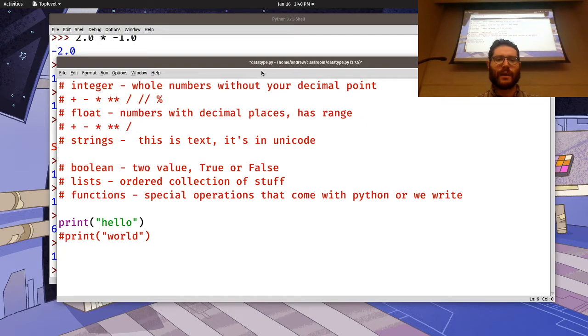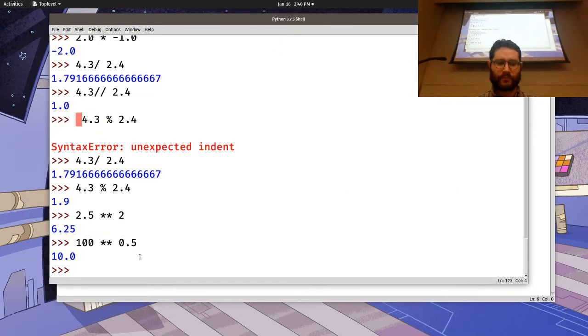Now, what about strings? Well, strings, the addition operation is something we call concatenation because it makes us sound really smart. But basically, anytime we want to glue some strings together, we can use a plus sign.